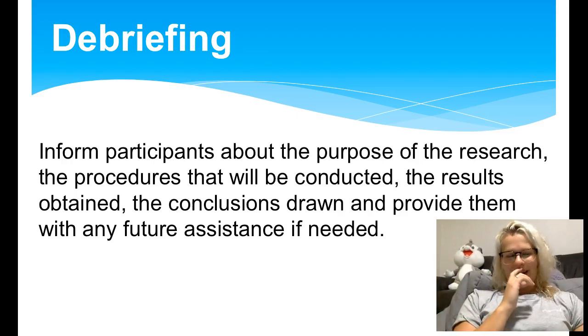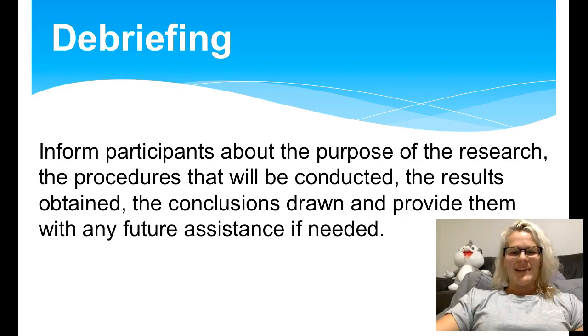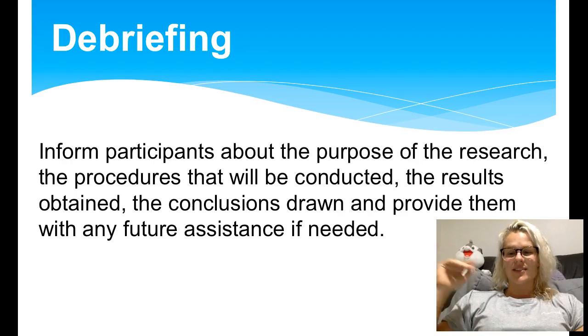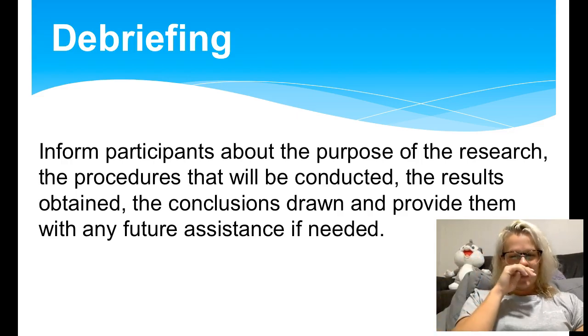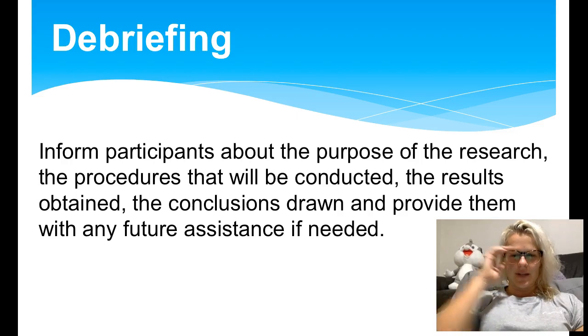The next one is debriefing. We need to inform the participants about the purpose of the research and the procedures that will be conducted. That is in informed consent, so it's in the information sheet. And debriefing is about telling them about the results that we got and the conclusions that we've drawn, and we need to provide them with any assistance if they need it.